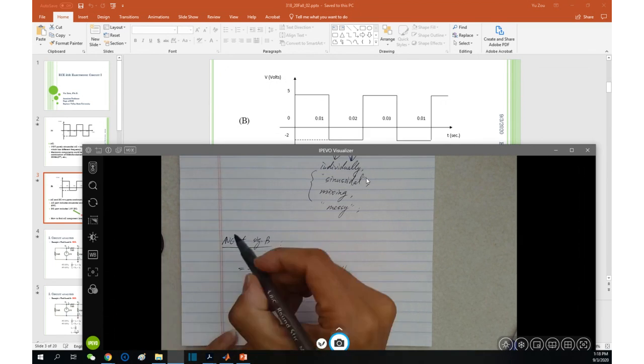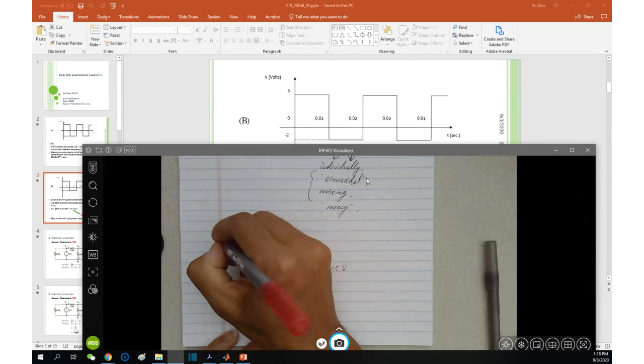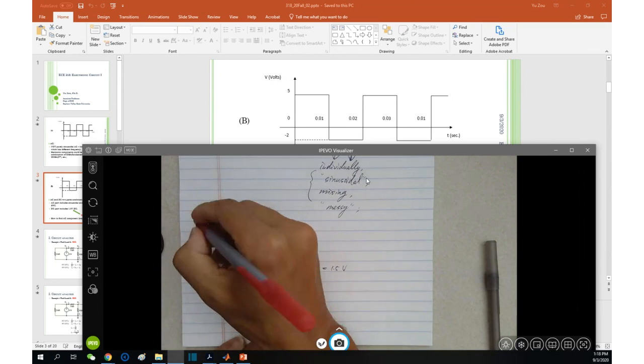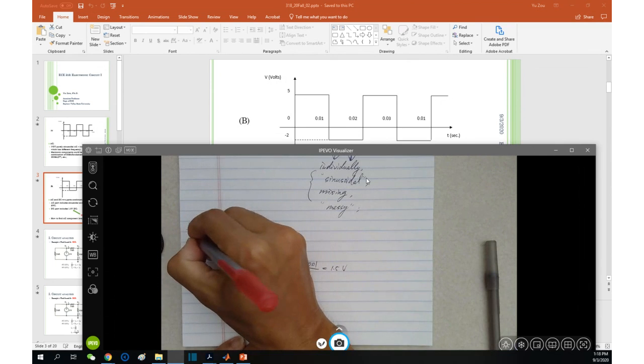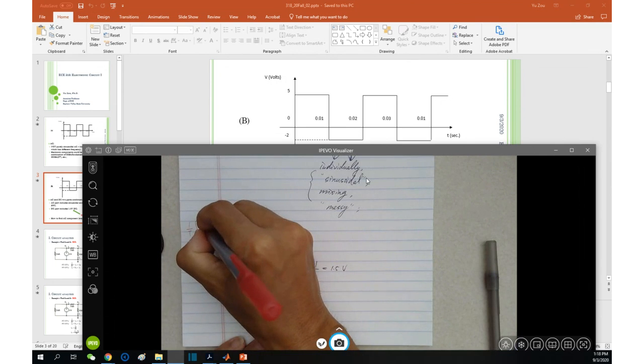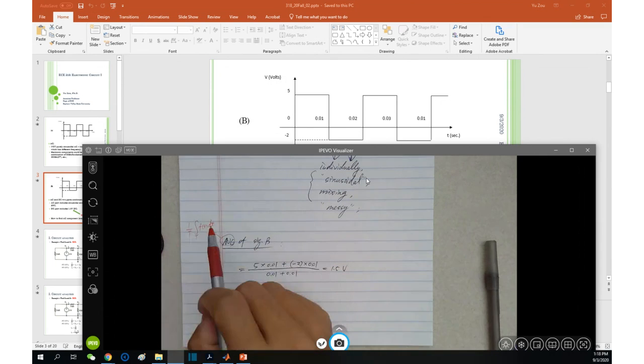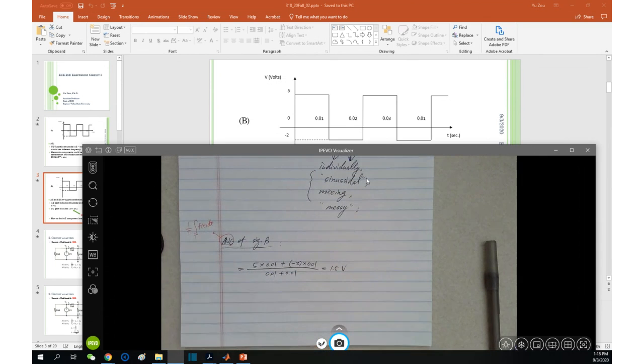Of course, what is the generalized average value equation? 1 over T, integral over T, of a function of t, dt, right? This is the generalized average value equation. And since this is a square wave, it's very easy. We don't have to go through the integral. We just use the summation of the two areas and then divide by the period. Does it make sense? This is how we got the average value.